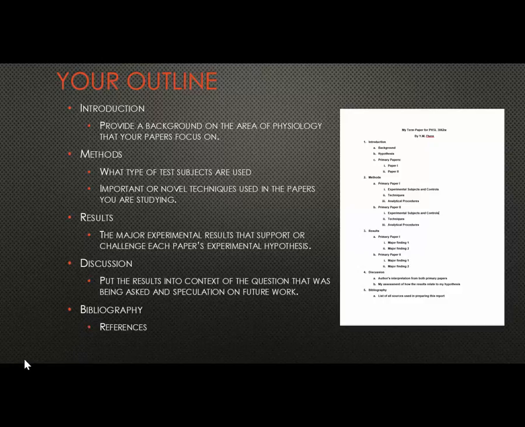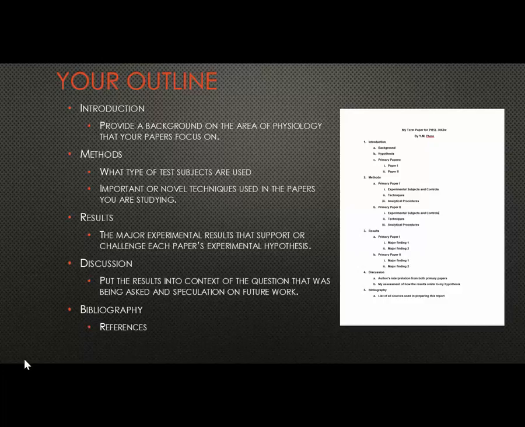Your outline should have an introduction, method section, results, discussion, and bibliography. In the introduction, you're going to talk about why the research is done, what's important, what's the major question. In the methods, you'll define which type of test subjects were used for each of the studies that you're focusing on, and also what kind of analytical techniques were used, and perhaps even what kind of data analysis.